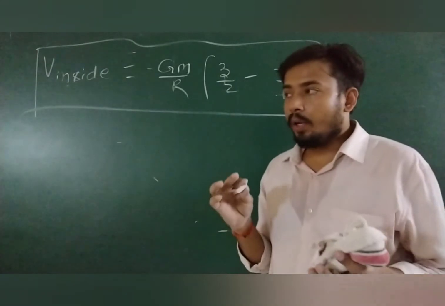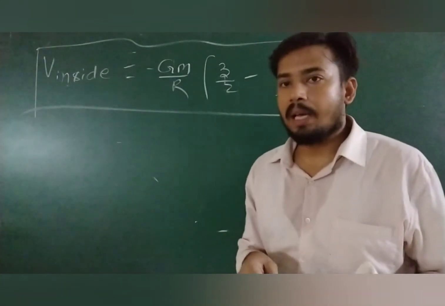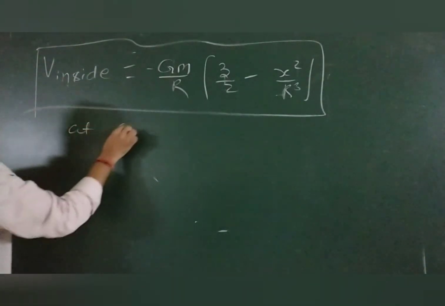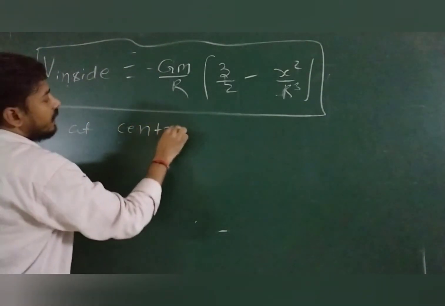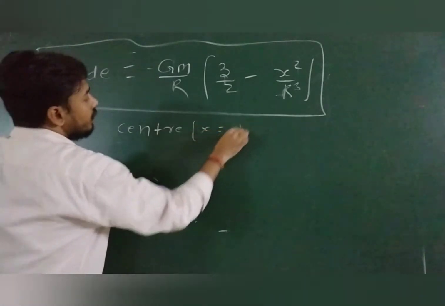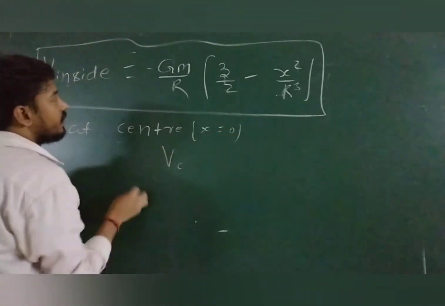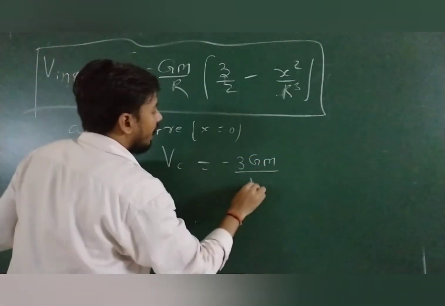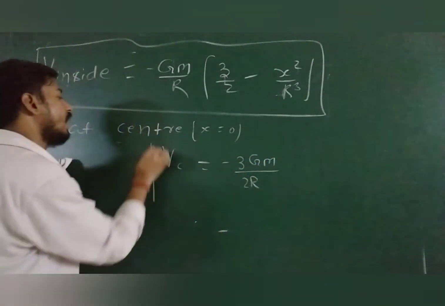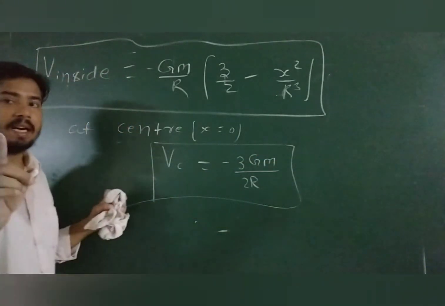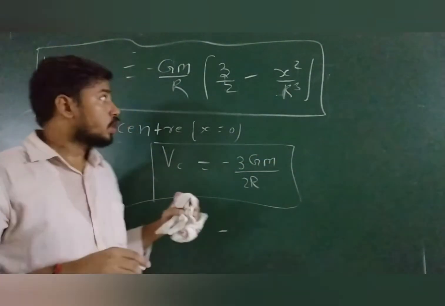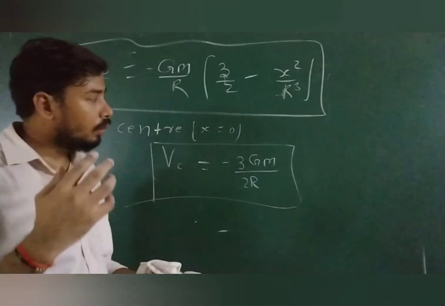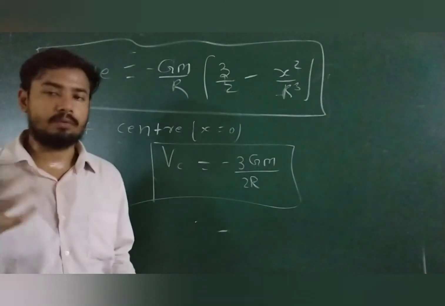Now you can take a lot of special cases, like potential at the center. Just check at the center. If we check at the center, x is equal to 0. So the potential at the center becomes minus 3Gm by 2R. This is the potential at the center. Potential at the surface, you know. Getting my points? Now we are going to learn how to plot its graph.